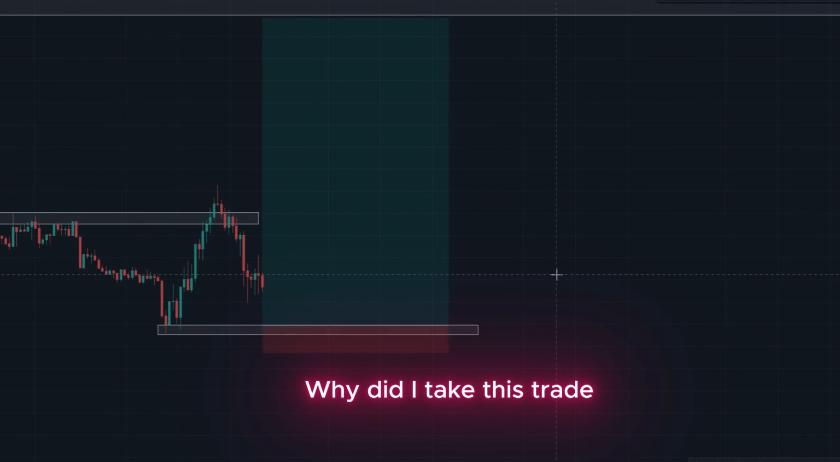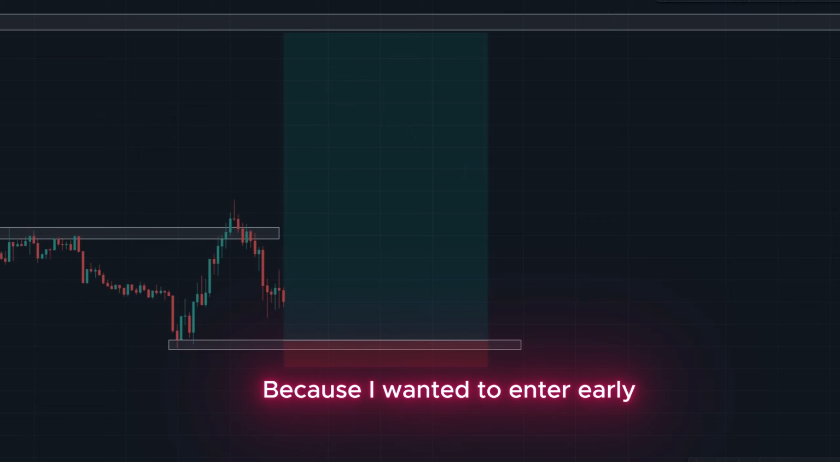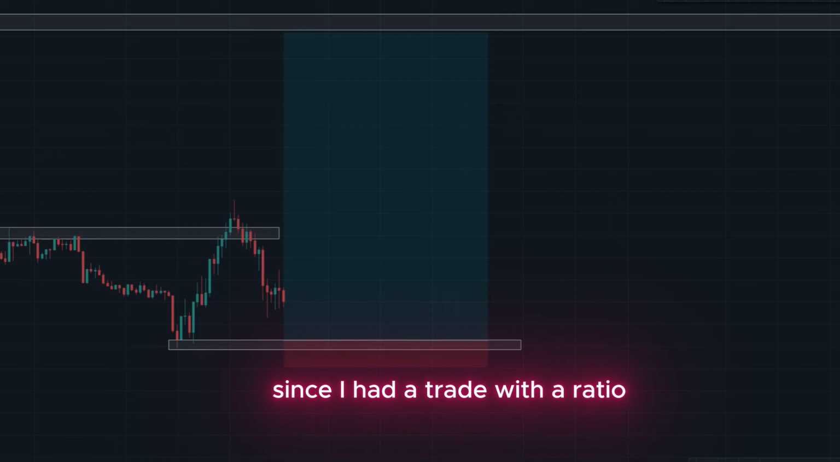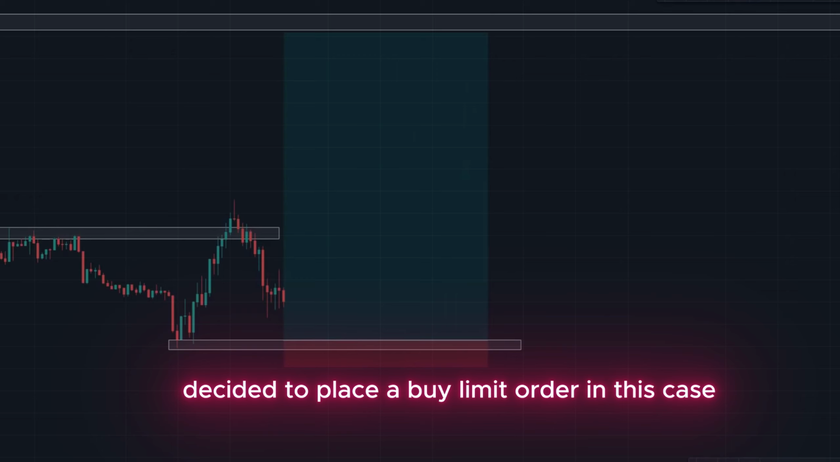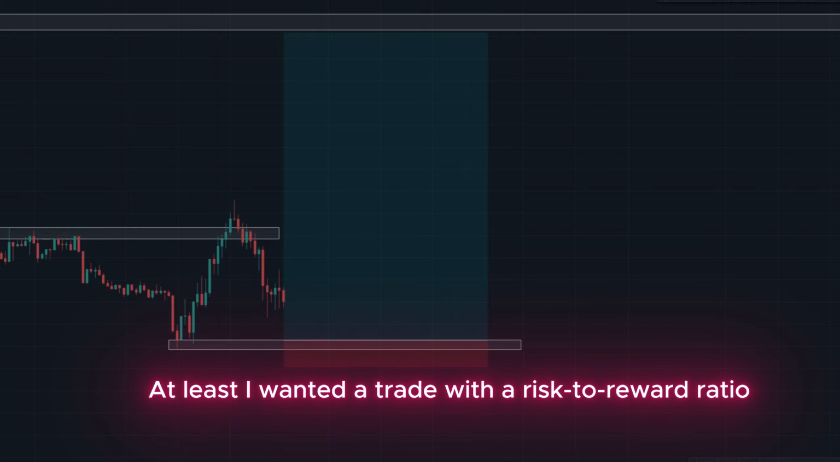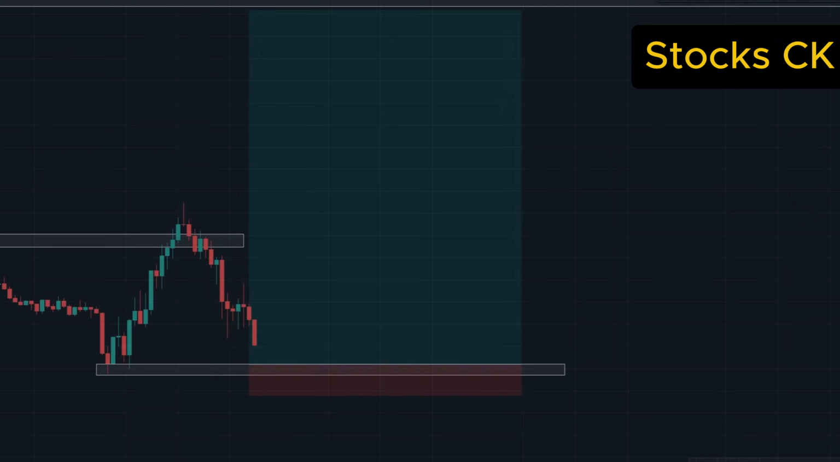Why did I take this trade? Because I wanted to enter early to optimize the high risk to reward ratio. It's been a while since I had a trade with a ratio above 10. So I decided to place a buy limit order in this case. At least I wanted a trade with a risk to reward ratio of 10.